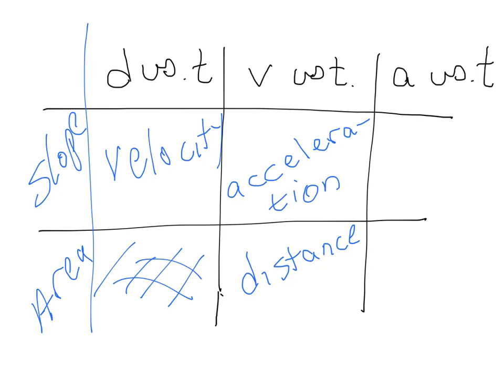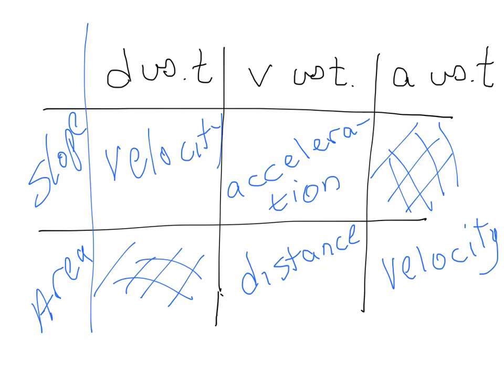The next type of graph we have is acceleration versus time. The slope of an acceleration versus time graph is something you will not be doing. However, you will be finding the area under the curve of an acceleration time graph, and that area under the curve is known as velocity.